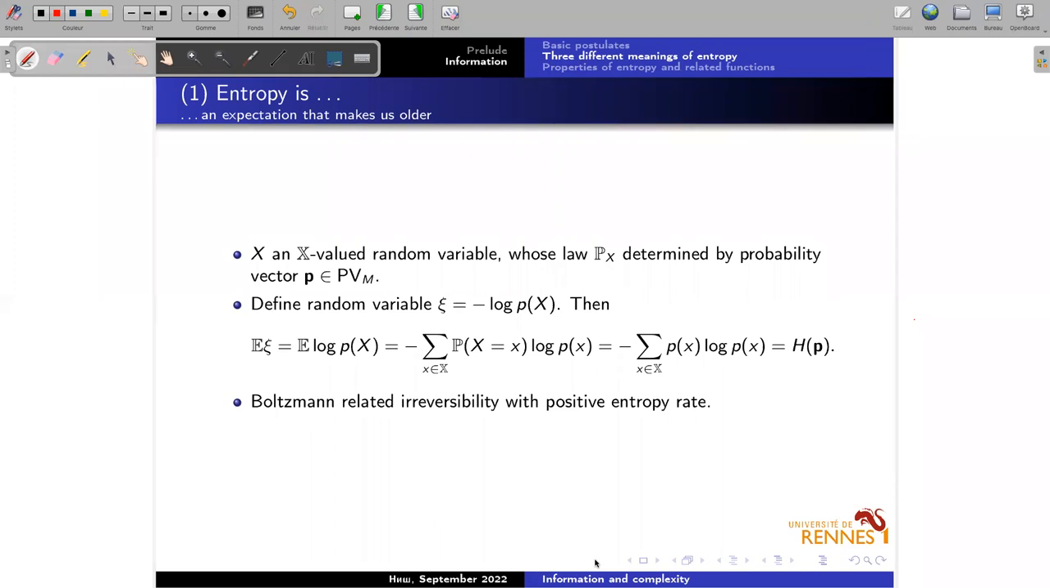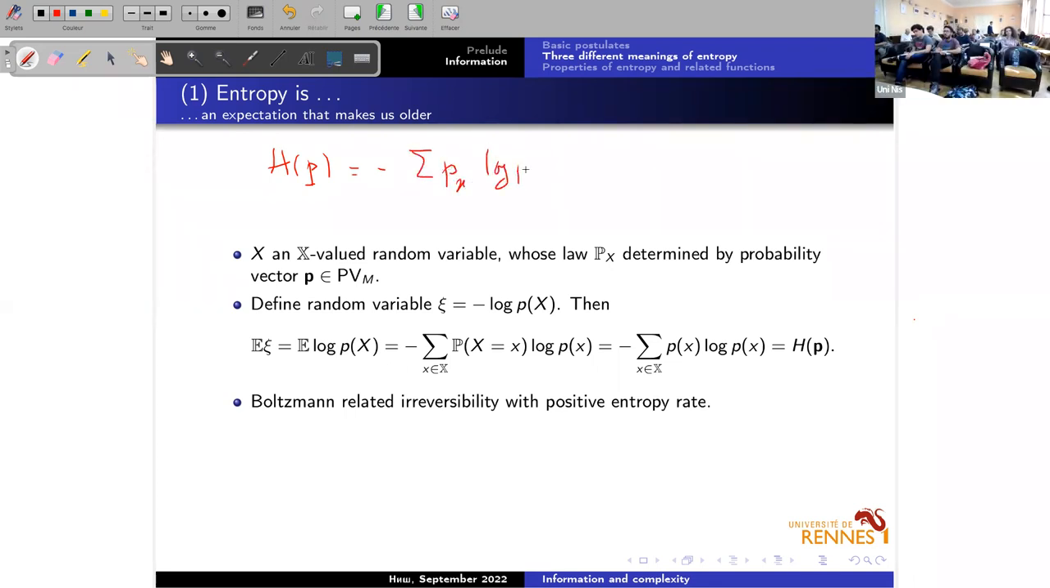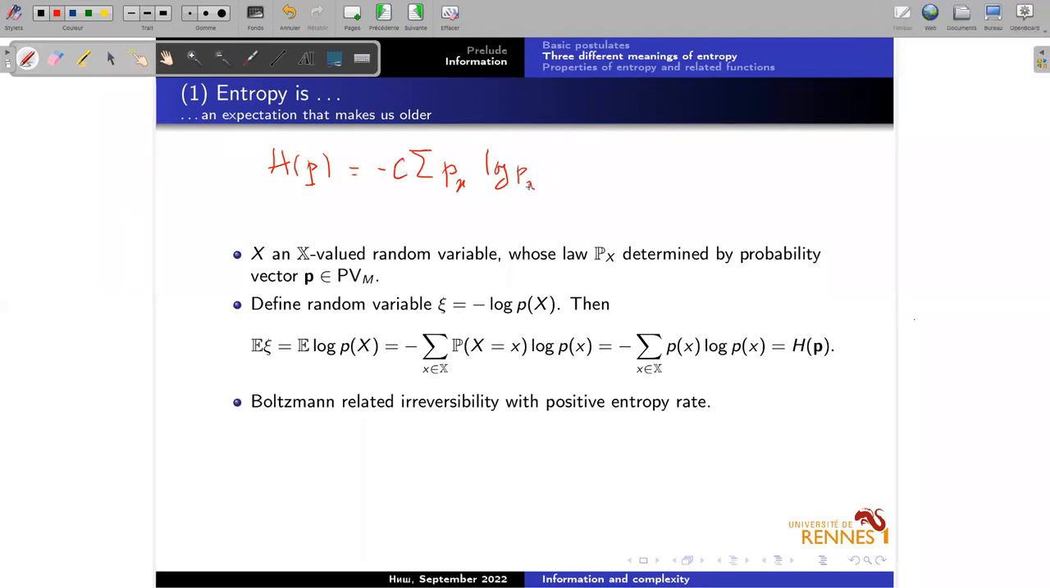And so yesterday we saw that there is a function h depending on the probability vector p that is written like that. Well, in fact, with some constant here and the logarithm in any basis. This function is what is called information by Shannon, but it's exactly the same function that is called entropy in physics. And we showed yesterday that this function is uniquely determined by four axioms, it is the unique function that verifies the four axioms we stated yesterday.